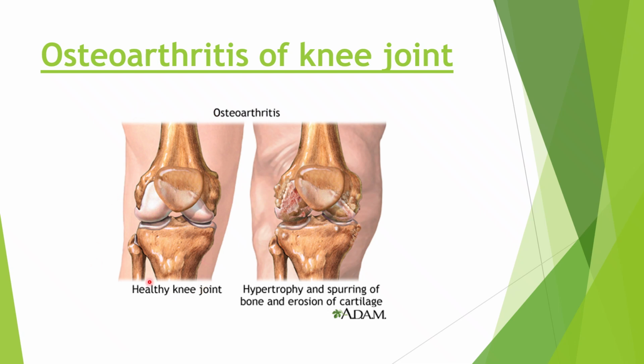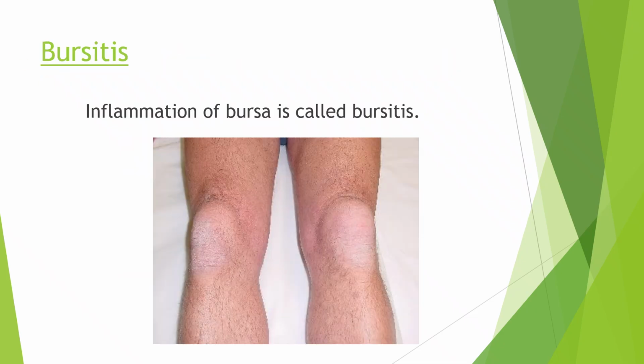This image is of a healthy knee joint, and here you can see the hypertrophy, spurring of bone, and erosion of cartilage due to inflammation and osteoarthritis.